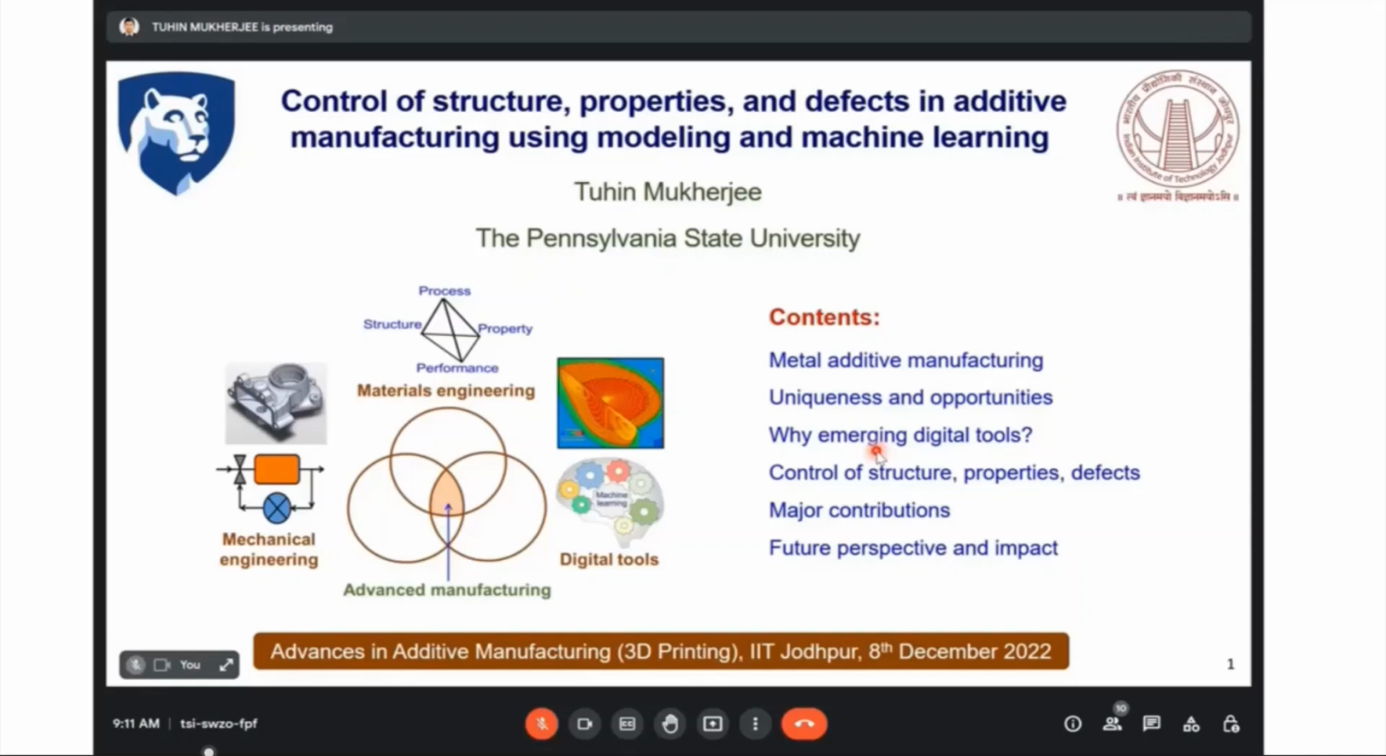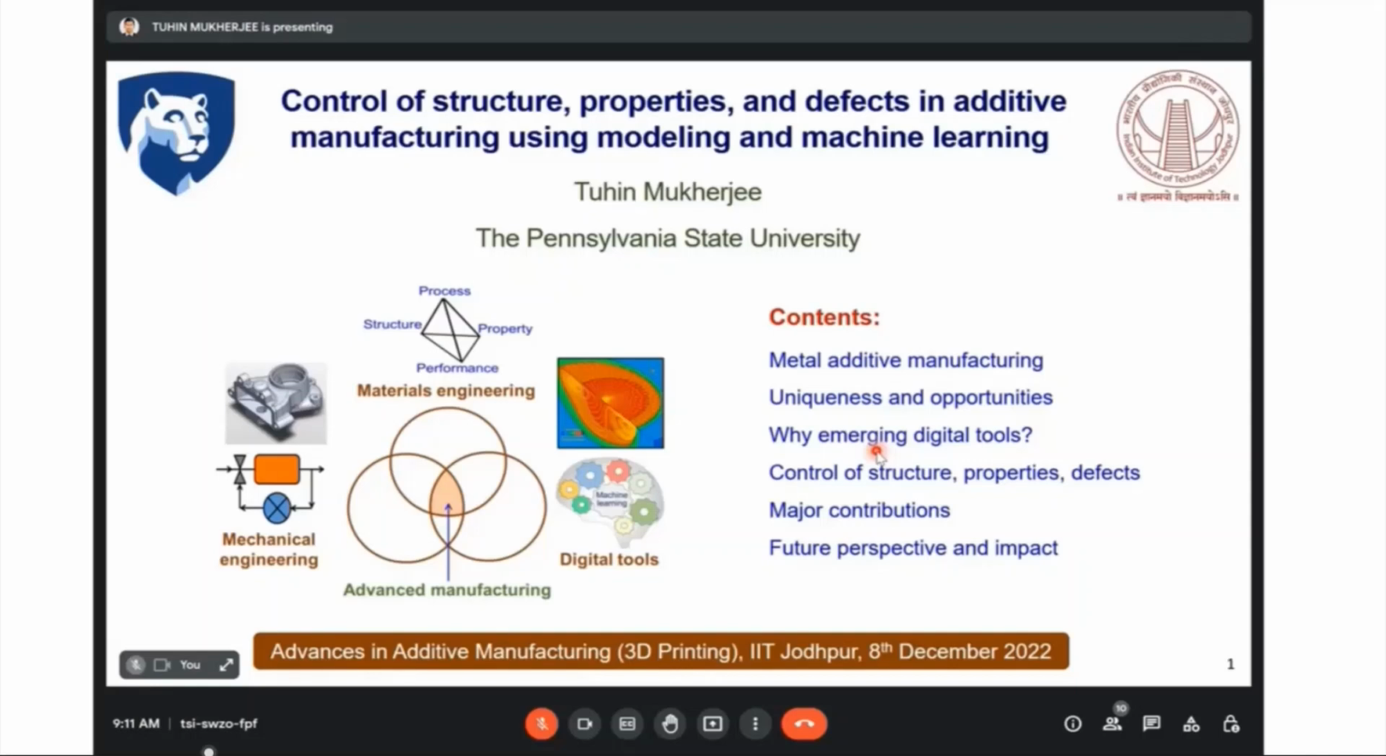The manufacturing process that got the most benefit from these digital tools is additive manufacturing. So in my talk, I am going to talk about how to control the structure, properties, and defects in additive manufacturing using these digital tools such as mechanistic modeling and machine learning.